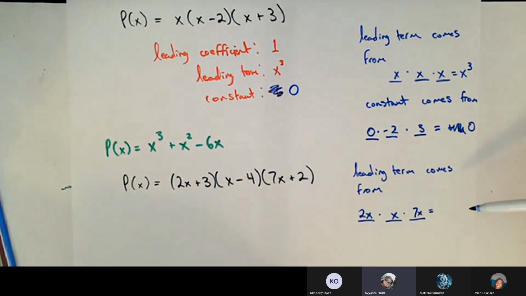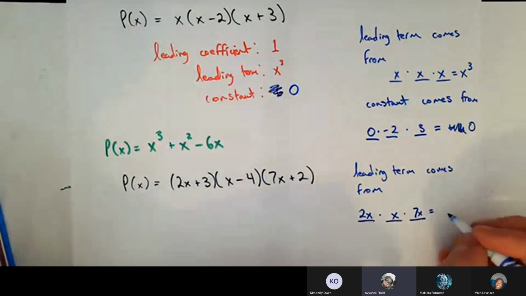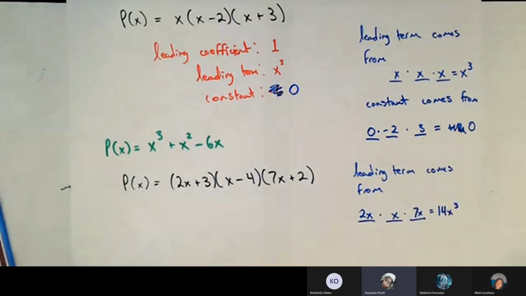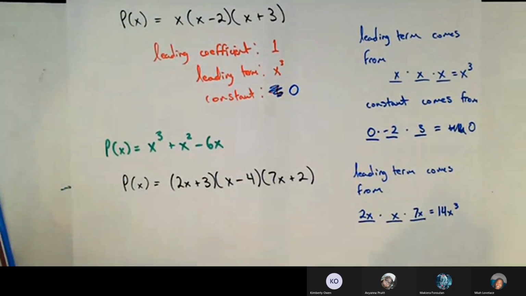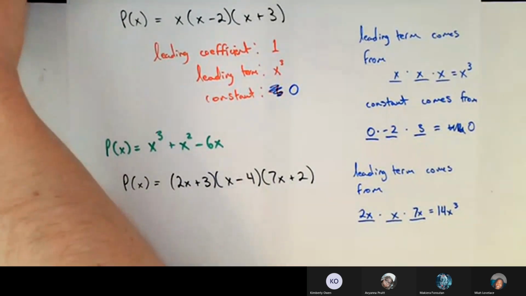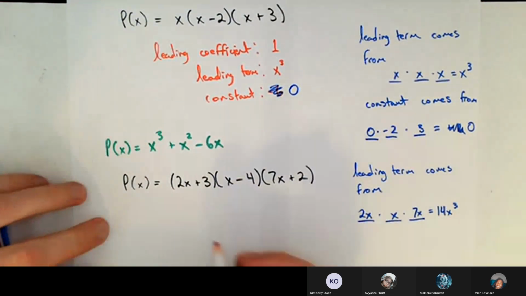Does anyone know? Yeah, 14. Is the 14x squared or is it to the third? To the third. Gotcha. Yes, because it's x times x, which would be x squared, and then 1 more x, so x cubed. Good. So that's our leading term, which we got without having to multiply it all out.